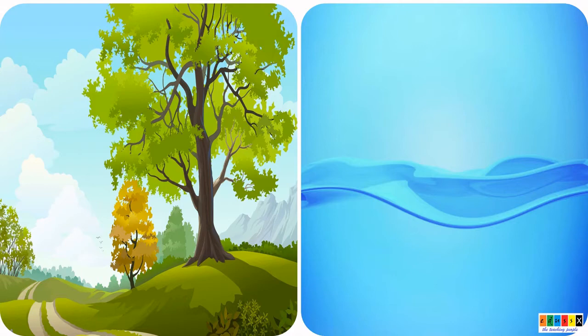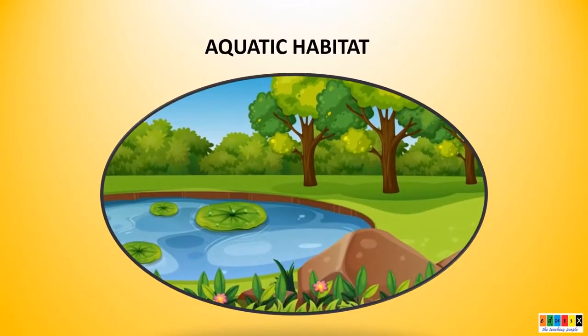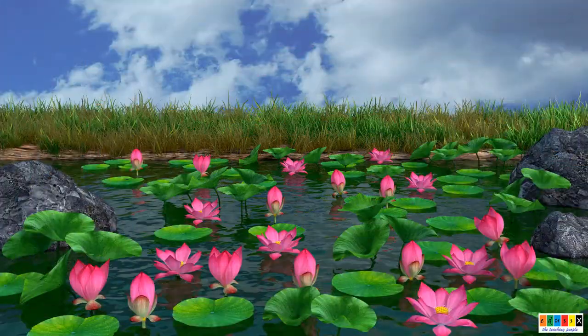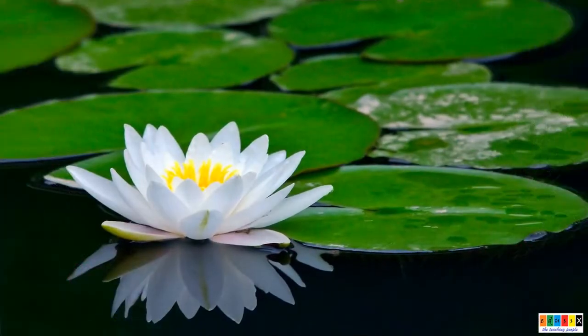When we look into aquatic habitat, all of you have been to a pond, right? When we look into the pond, we find a lot of plants floating on water. One of the common plants is the lotus. The stem of the plant is seen submerged inside the water, and its roots are found in the muddy floor of the pond. So these are some examples of aquatic plants.